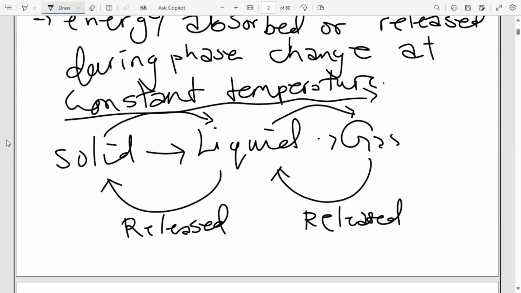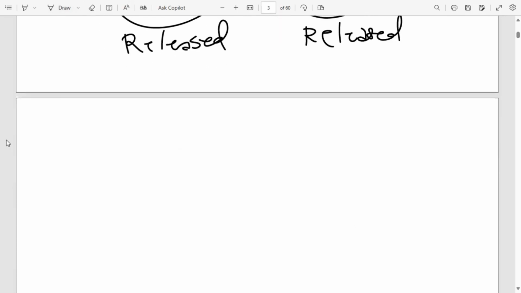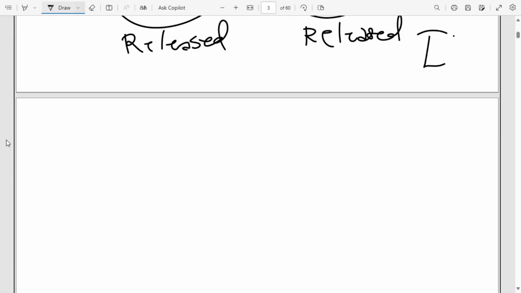Energy is absorbed in order for you to change the phase of that substance. Okay, so how can we calculate this quantity that we call the latent heat of a substance? There is an equation that relates to it. It is represented by the letter L, which represents the specific latent heat of a substance.